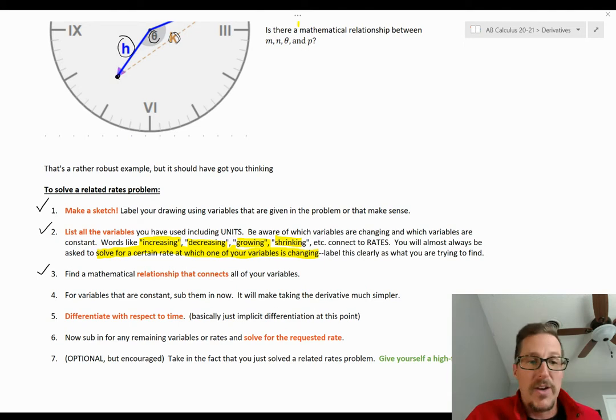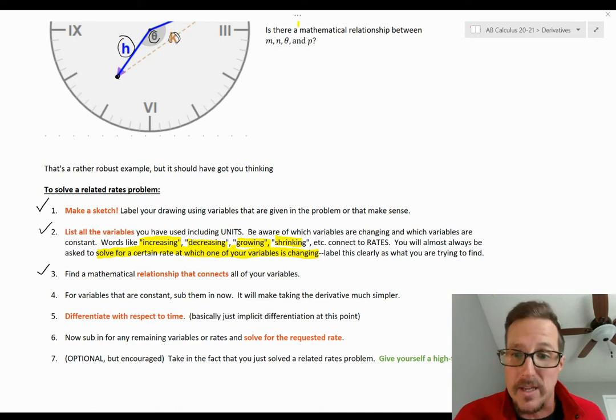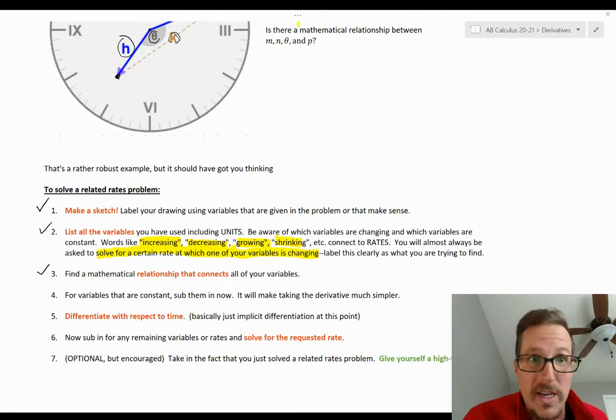Okay, for variables that are constant, right, sub them in now. All right, so sometimes, like in the clock example, the length of the hour hand and the minute hand were constant. So we're going to sub those in. It's a lot easier to take derivatives of constants than it is variables, okay? Because the derivative of any constant is 0. So it's going to make the process a little bit simpler.